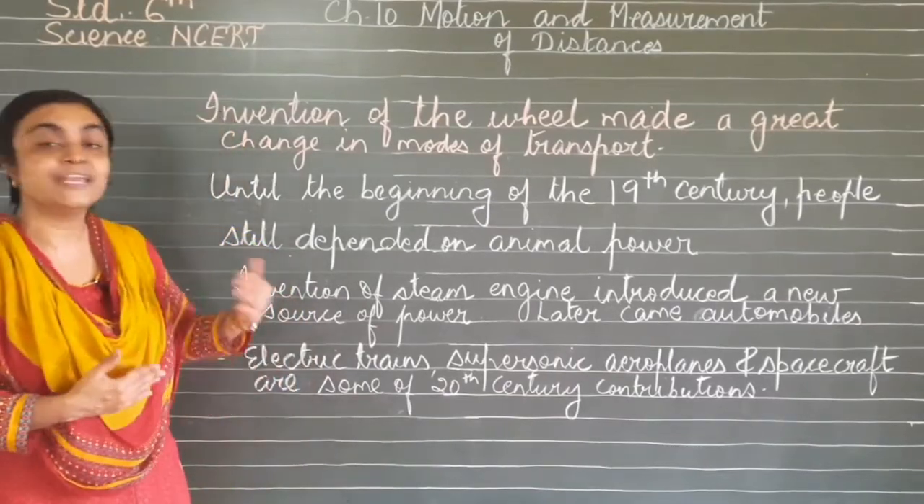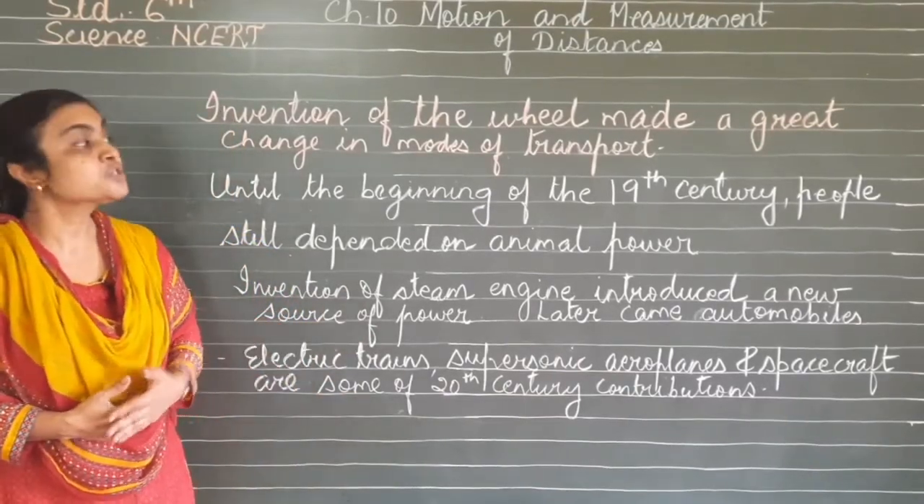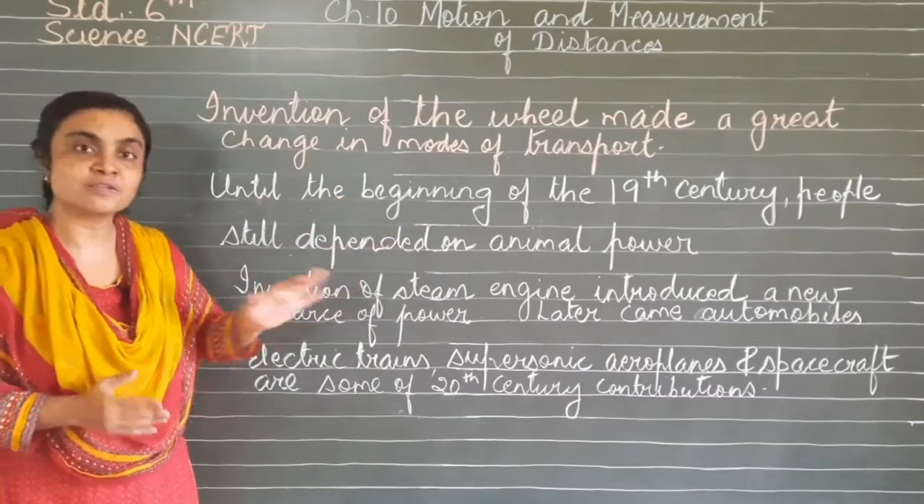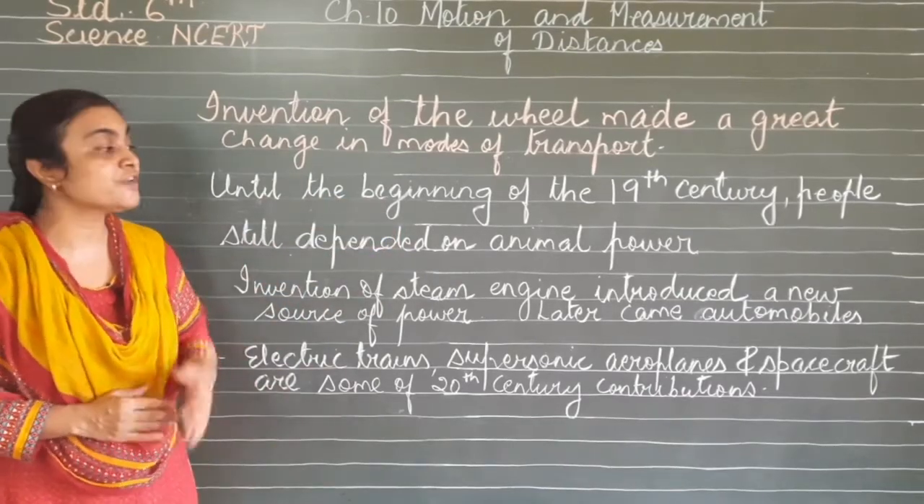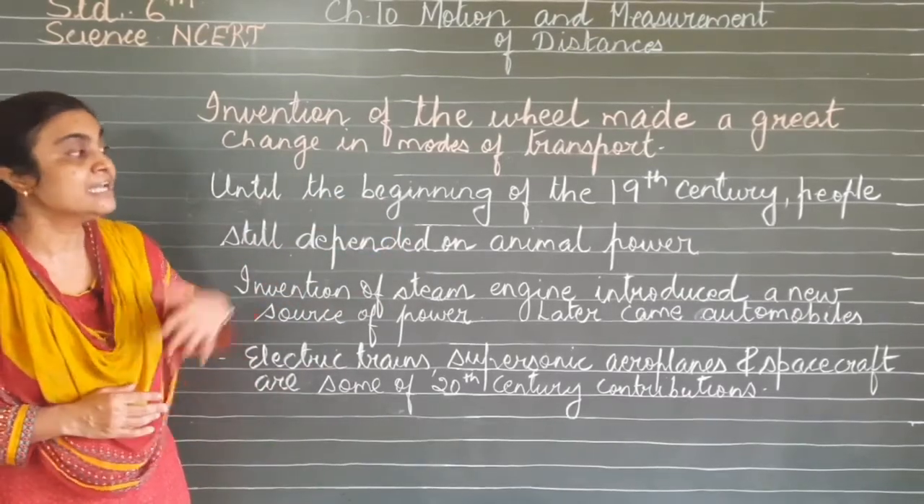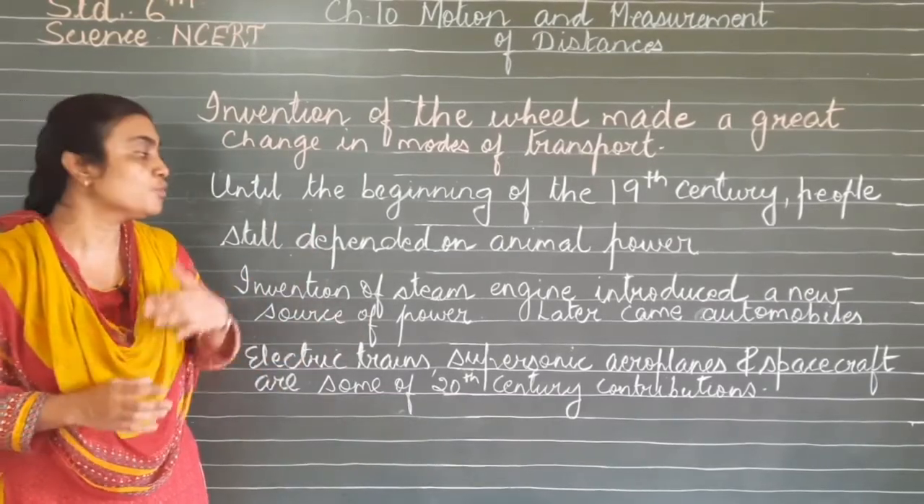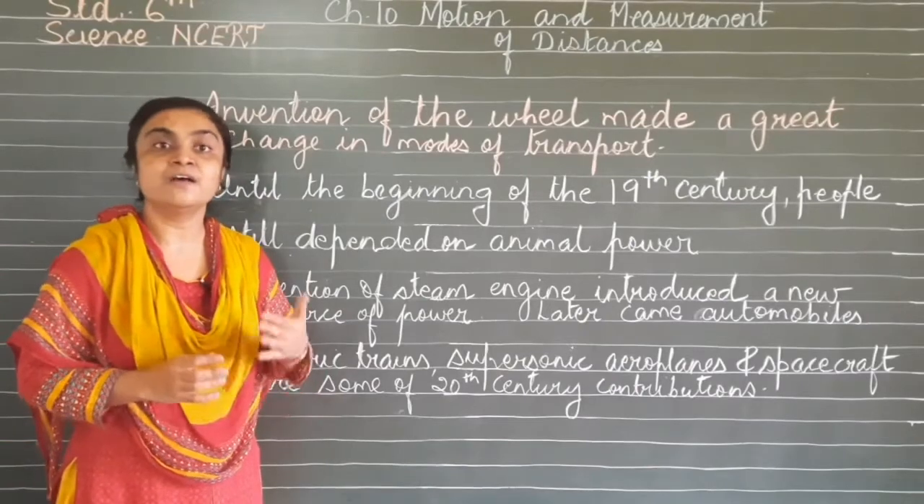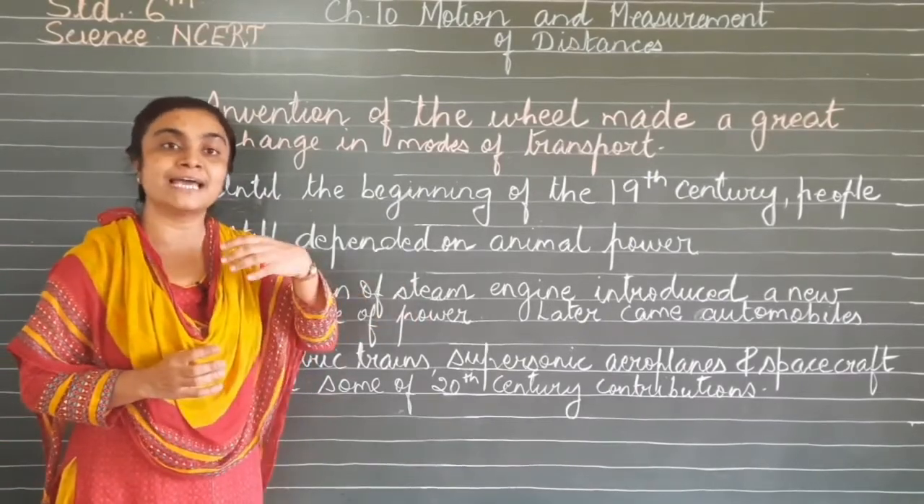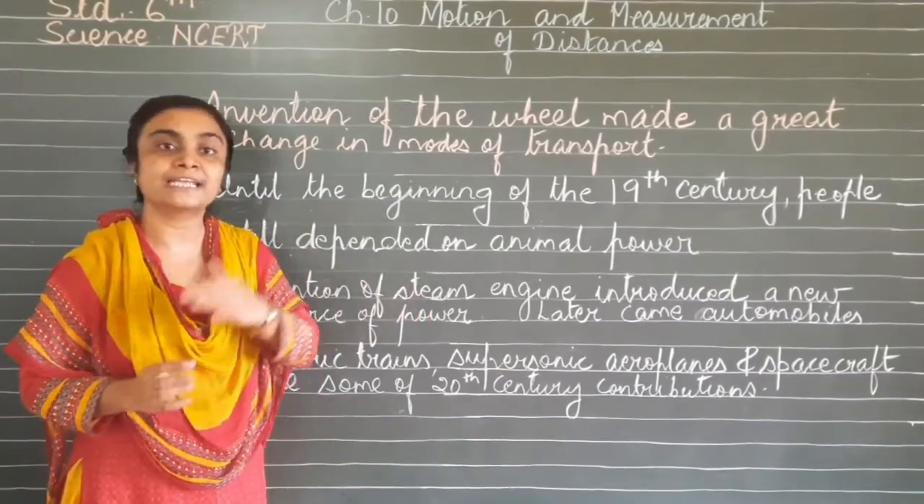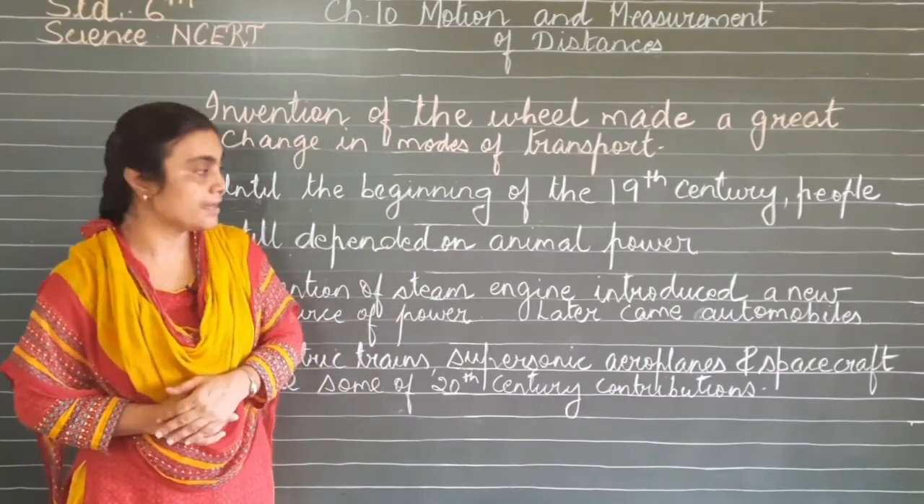So before that wheels were already invented, but after the invention of the steam engine came into existence, it introduced a new source of power. So they introduced a steam engine which carries the loads, which carries the carriages, and it can move from one place to another.